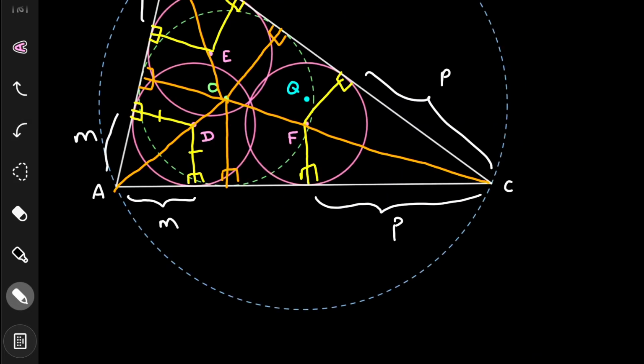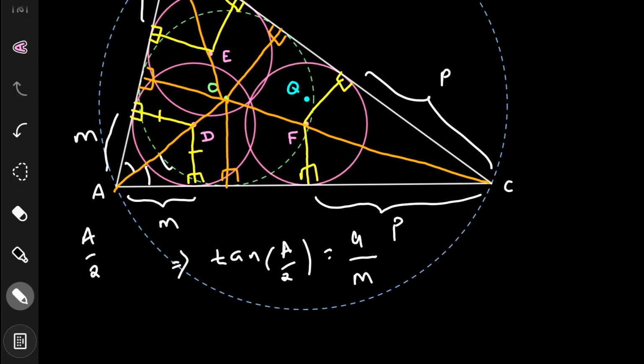Now as we have seen before, these two angles were equal and they were having a value A upon 2. So in this particular right angle triangle, the value of tangent of A upon 2 would be equal to perpendicular upon the base. So the perpendicular is the radius of the pink circle, hence it would have a value A divided by the base. So base we have taken as a variable M. Okay. So here we have the value of tangent of A upon 2 in this triangle.